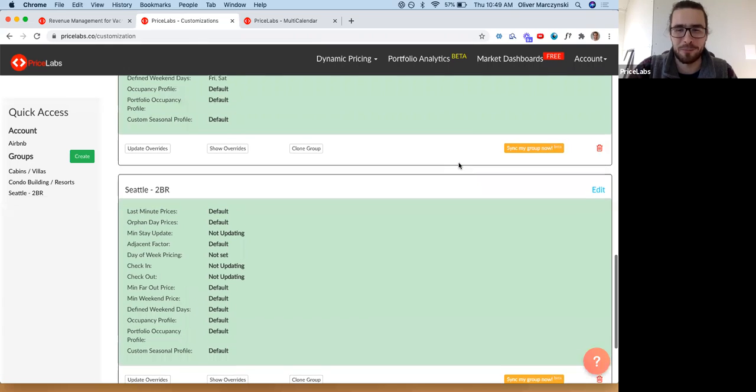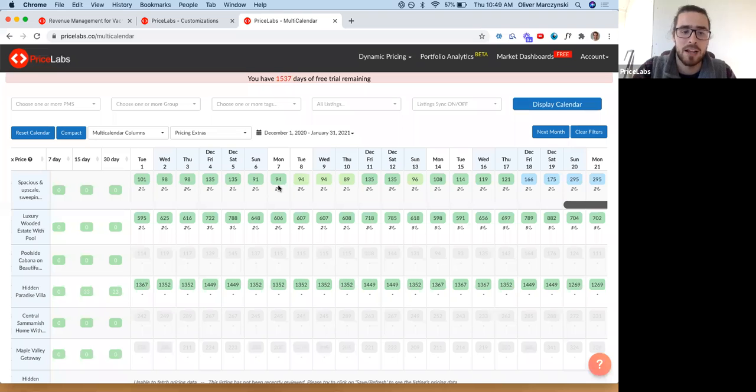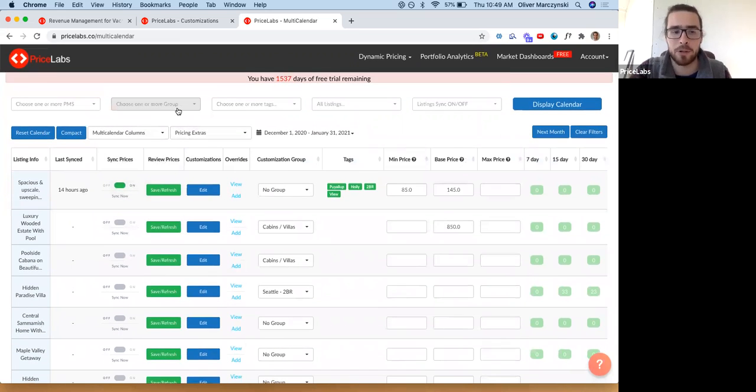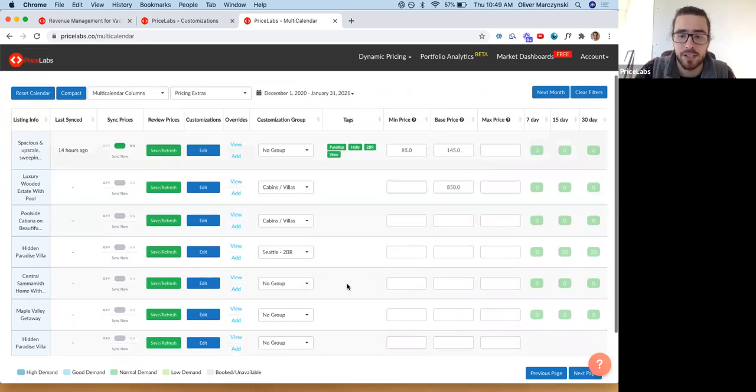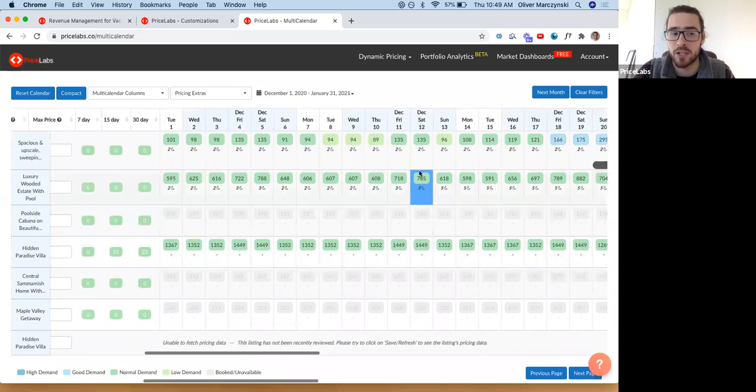Okay, perfect. So that's that bulk management of strategies. And then when you're looking at managing your listings on that day-to-day basis, we have a multi-calendar here that makes it super easy to see all of your properties on one page. So you can filter your properties to only look at certain groups of your listings that have certain tags, if you want to tag them by city or by type, etc. Filter them here, click display calendar, and then you'd see only those listings show up on your screen. And then you would see the actual pricing calendar for all of your listings on one page here.